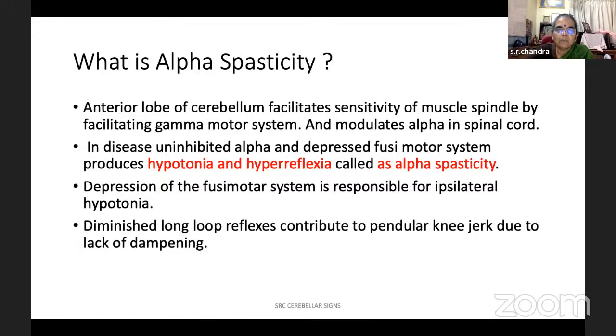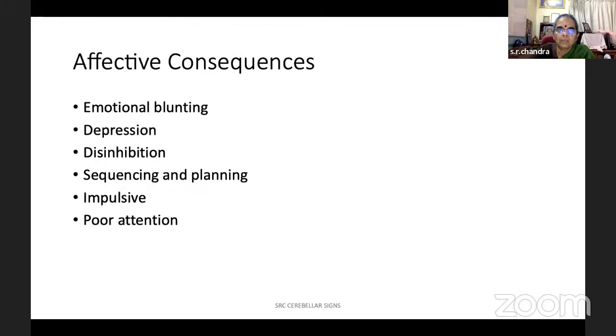So the cerebellum, we know, produces hypotonia, but unlike a lower motor neuron disease where hypotonia will be there, when you check, the reflexes are preserved in this condition because the alpha-gamma coordination fails in favor of alpha. Alpha is no more modulated by the gamma, so it retains its stretch reflex. Whereas the fusimotor connection is imbalanced, so tone becomes altered. This unique combination of hypotonia and hyperreflexia is called alpha spasticity, which is seen in cerebellar disease.